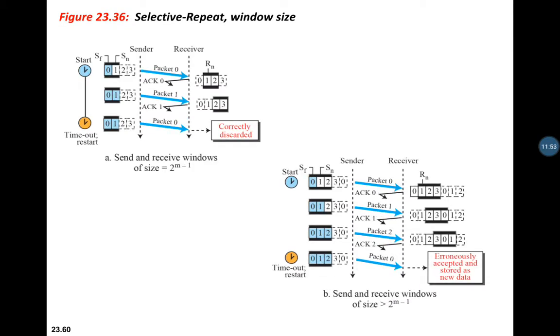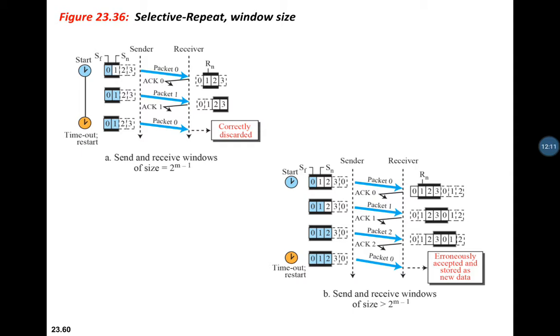So packet 0 is sent, acknowledgement is lost. Packet 1 is sent, acknowledgement is lost. So what is done here? Timeout. So packet 0 itself is sent again, and then it will be correctly discarded. That is why this window size should be equal to 2 power m minus 1.